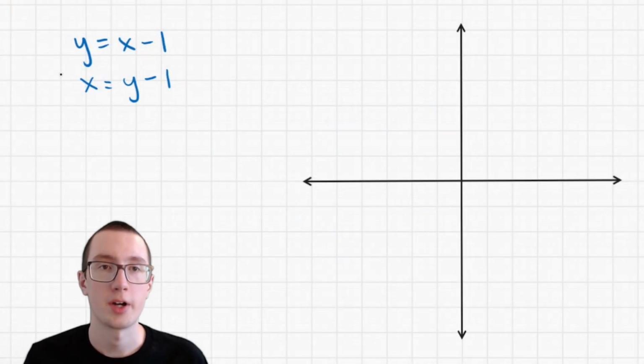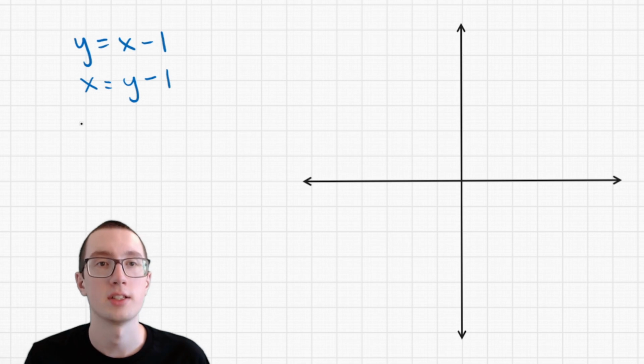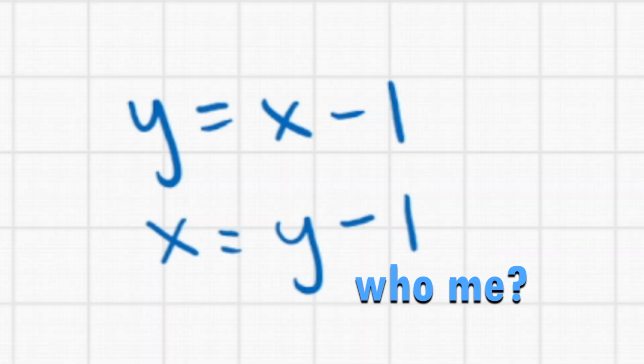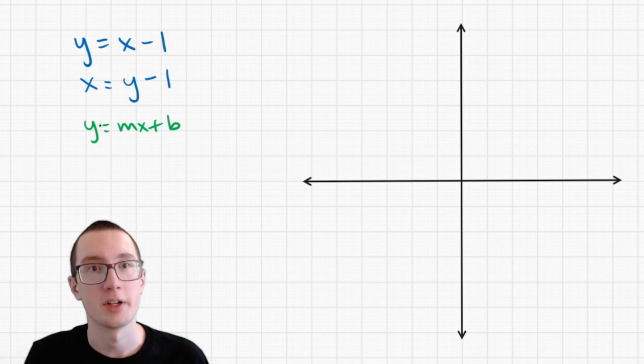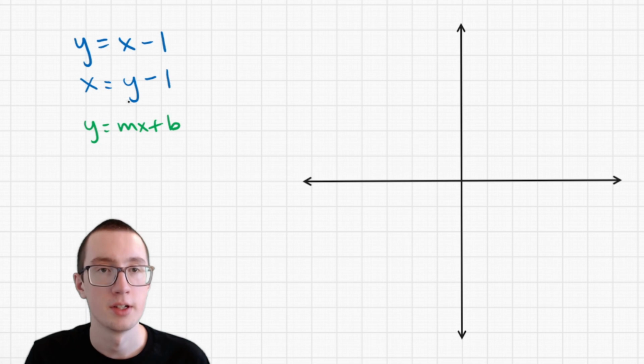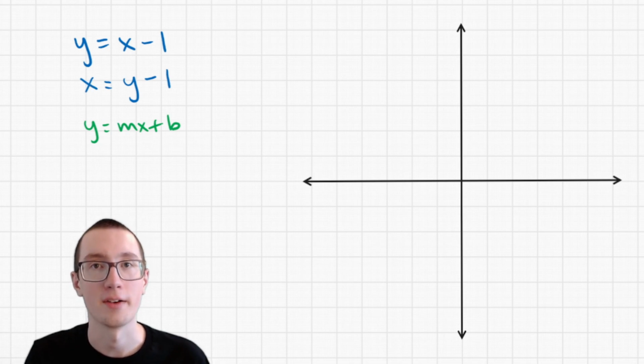Okay, so we need to graph these two lines. And the first thing I'm noticing here is that one of these lines doesn't follow y equals mx plus b. In y equals mx plus b, y is by itself here, right? And that seems to follow this equation, but this bottom one, x is by itself instead of y. So we need to fix this equation to be able to graph it.